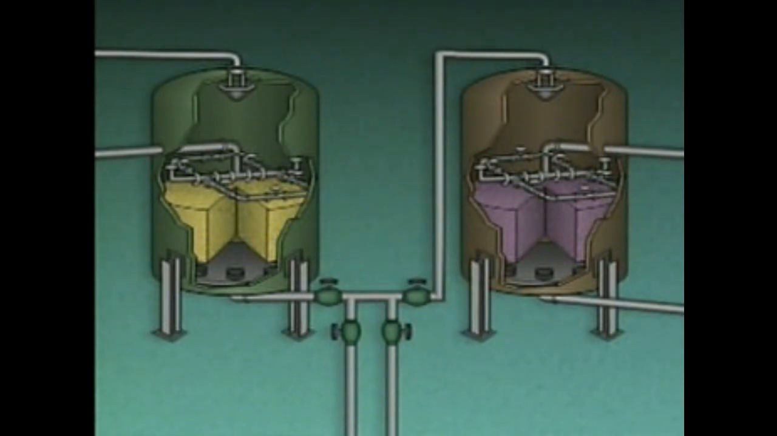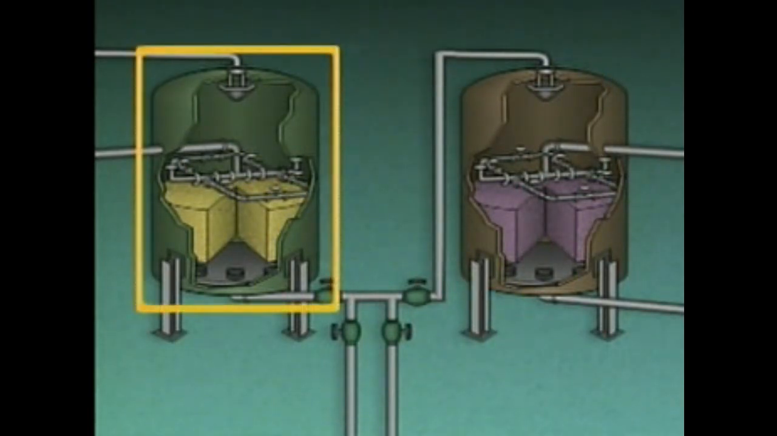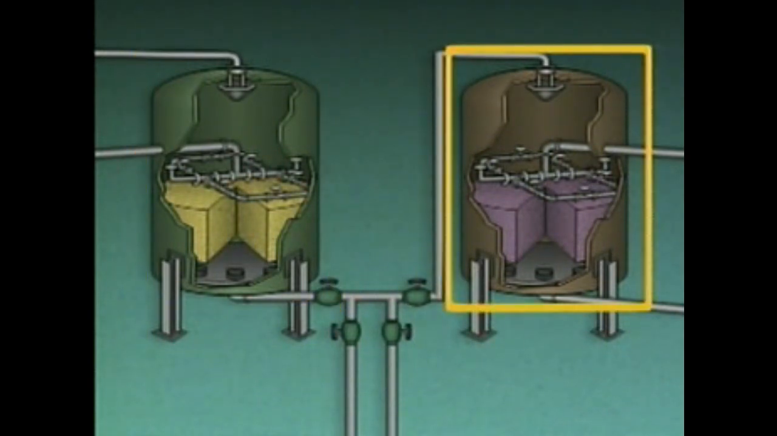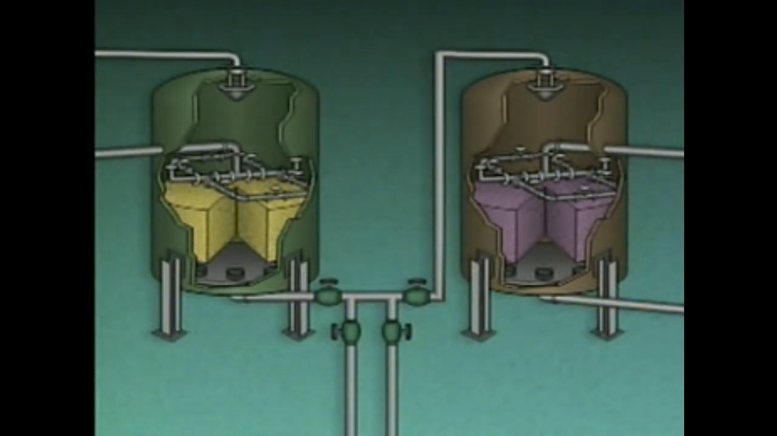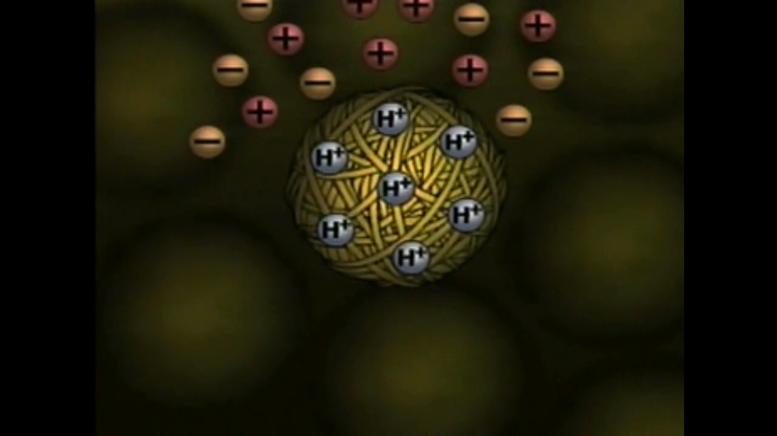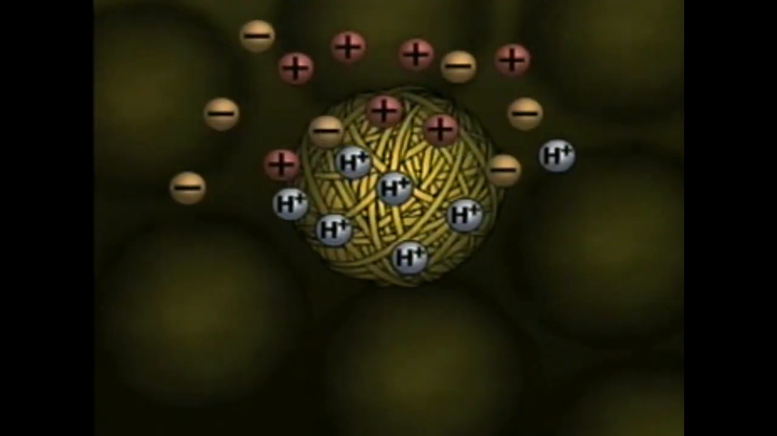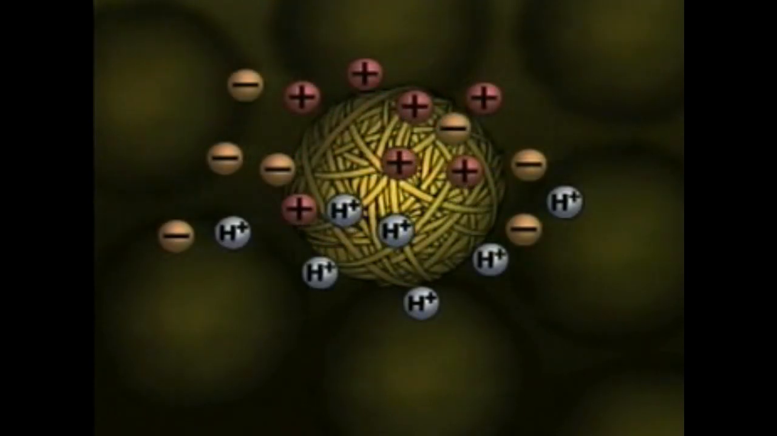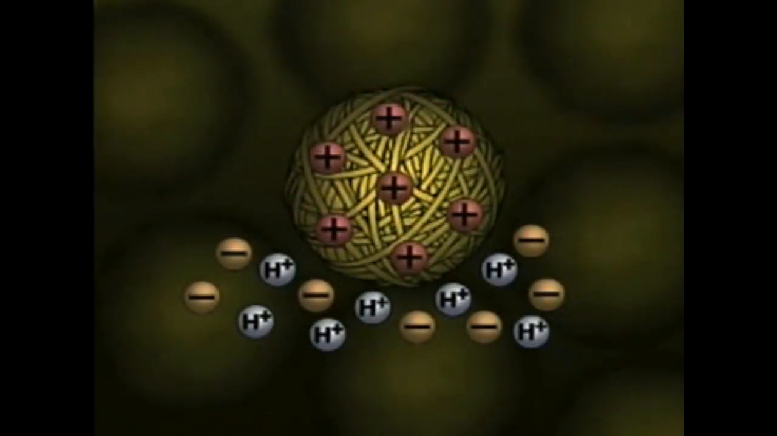In this illustration of a demineralizer, this tank contains cation resin beads. The other tank contains anion resin beads. During operation, water enters the first tank and passes through the cation resin bed. The cations in the water compete with the hydrogen ions for the resin bead sites. The cations replace the hydrogen ions on the resin beads, and the hydrogen ions are released into the water.